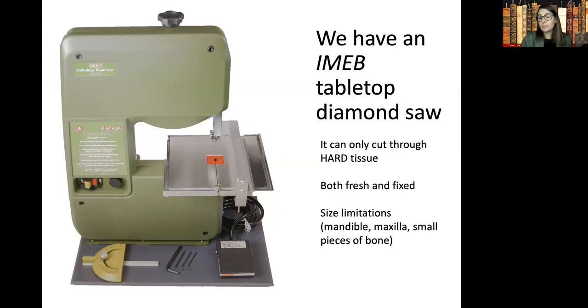Good thing is you can cut both fresh bone and fixed bone, but there are size limitations. You can see this is sort of small. So you're really only dealing with smaller pieces of tissue like mandible, like maxilla, like smaller sections of bone, in which using the larger bone saw might actually do more harm than good. So in this case, we use the smaller tabletop.